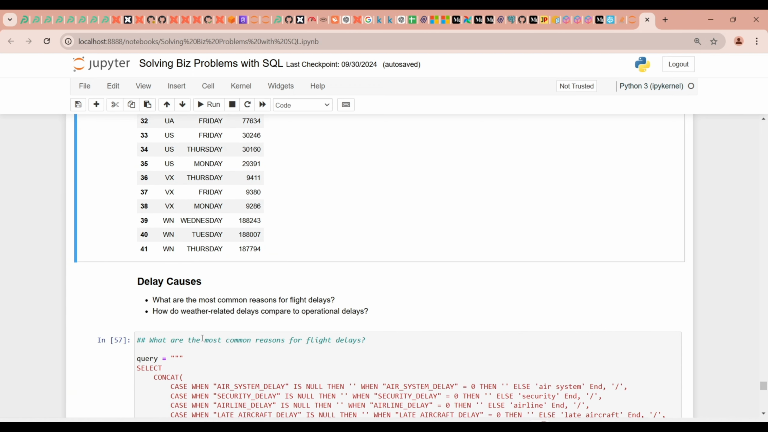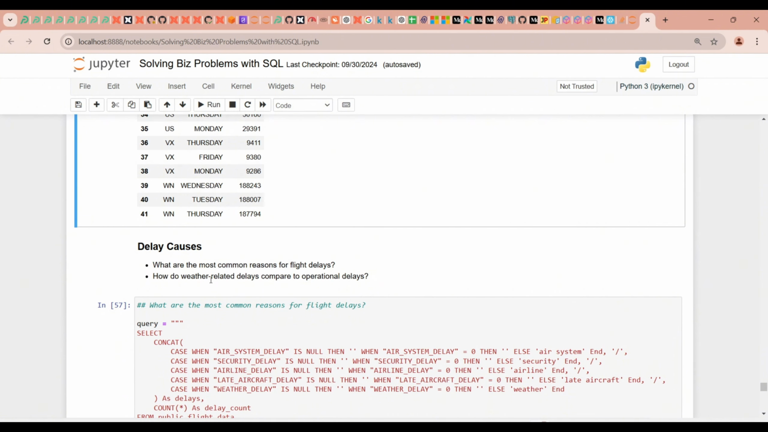All right, delay causes. What are the most common reasons for flight delays? In the flight data, we have several delay attributes, and we are going to be using that in answering this question. Since we have several delay columns in the data, I want to know what are the most common reasons for flight delays.